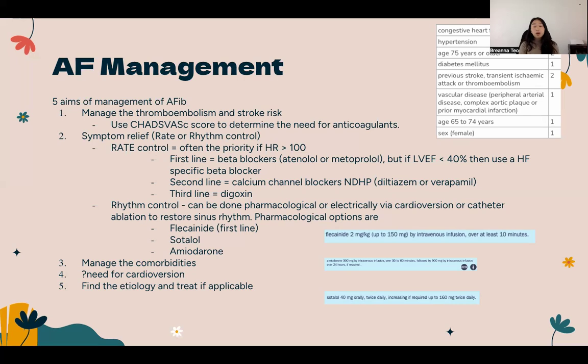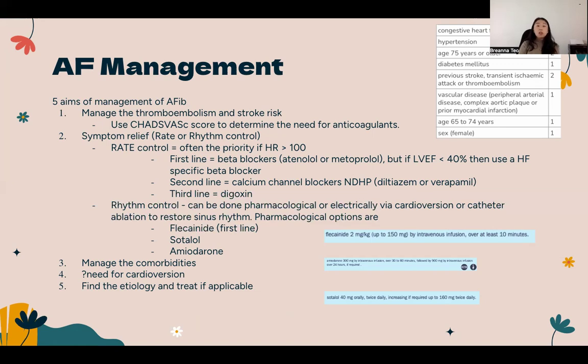The second priority in management is symptom relief. So whether that is rate control or rhythm control. Typically speaking, rate control is a priority, especially if it's fast AF. And the first line here would be beta blockers. So whether atenolol or metoprolol. Or we can also use our heart failure specific beta blockers if the ejection fraction is below 40. So if they're in HFrEF. Second line would be a calcium channel blocker. And then third line would be digoxin.